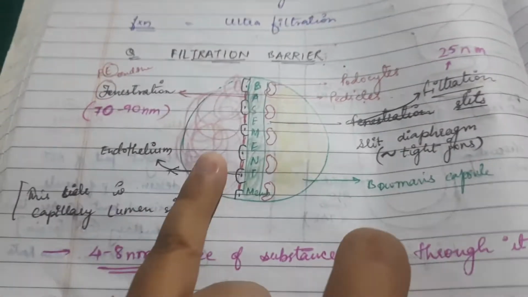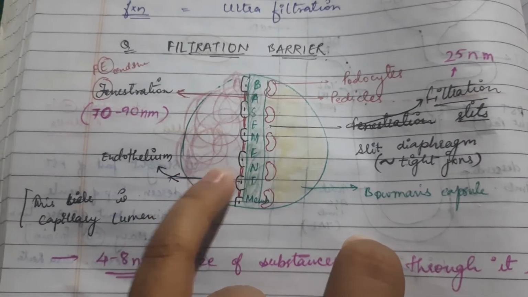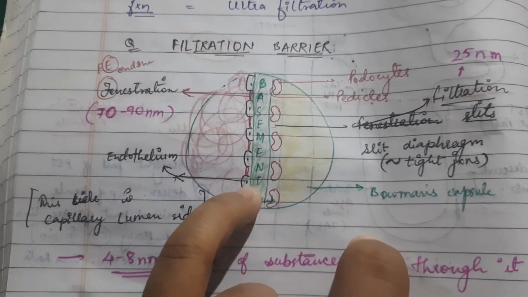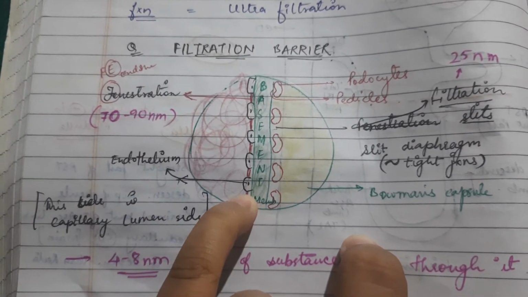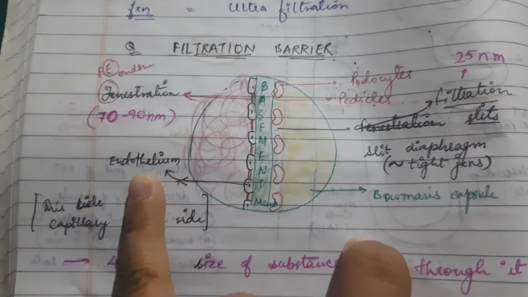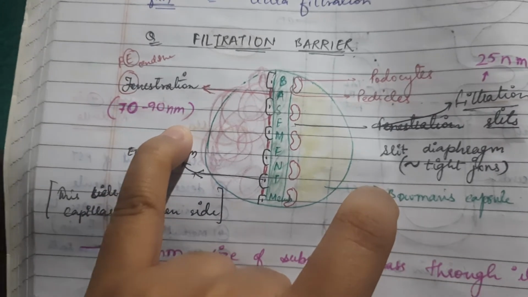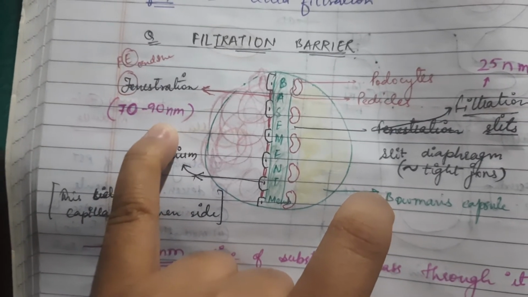Now, filtration barrier. What is filtration barrier? This is the structure. This is glomerulus. Okay, capillary network. These are fenestrations, the gaps between the endothelium cells. The black one is endothelium cells and the red one, the gap, is fenestration, which is 70 to 90 nm thick.